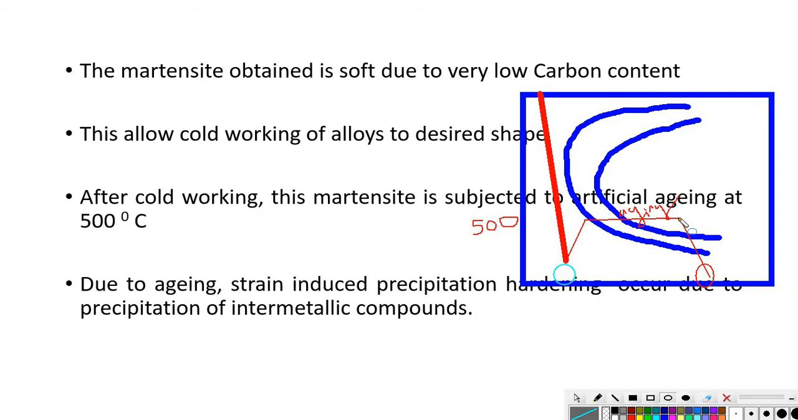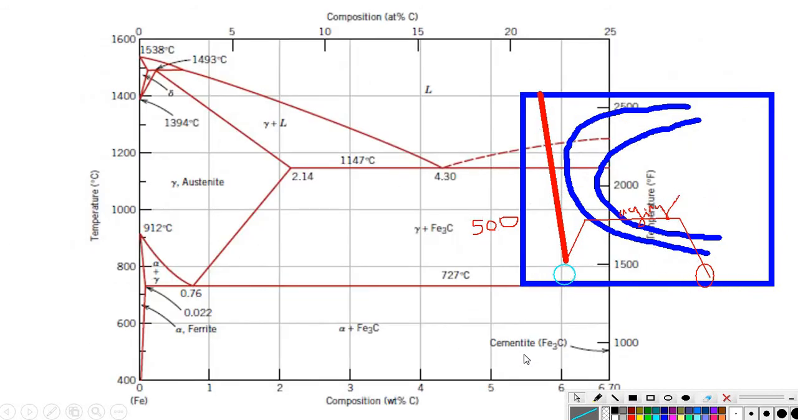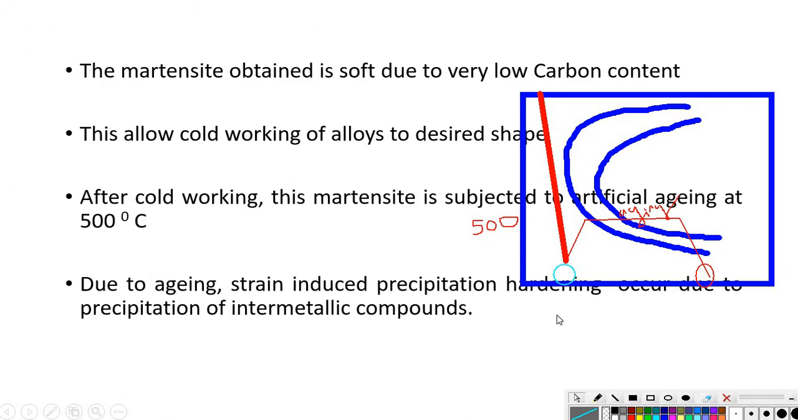So at the end of this aging process, precipitation hardening occurs due to the precipitation of intermetallic compounds. During the aging process, secondary phase precipitates are formed. These precipitates are nothing but intermetallic compounds. We studied the intermetallic compounds in the iron-carbon equilibrium diagram. So this is cementite, an intermetallic compound, Fe3C. Similarly, an intermetallic compound is produced, and this intermetallic compound is precipitated in the primary phase.